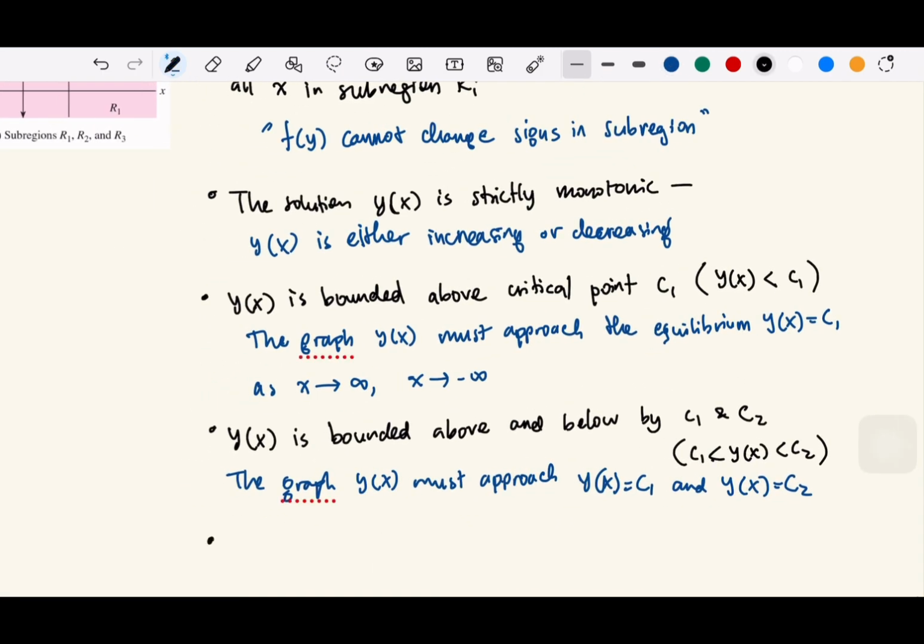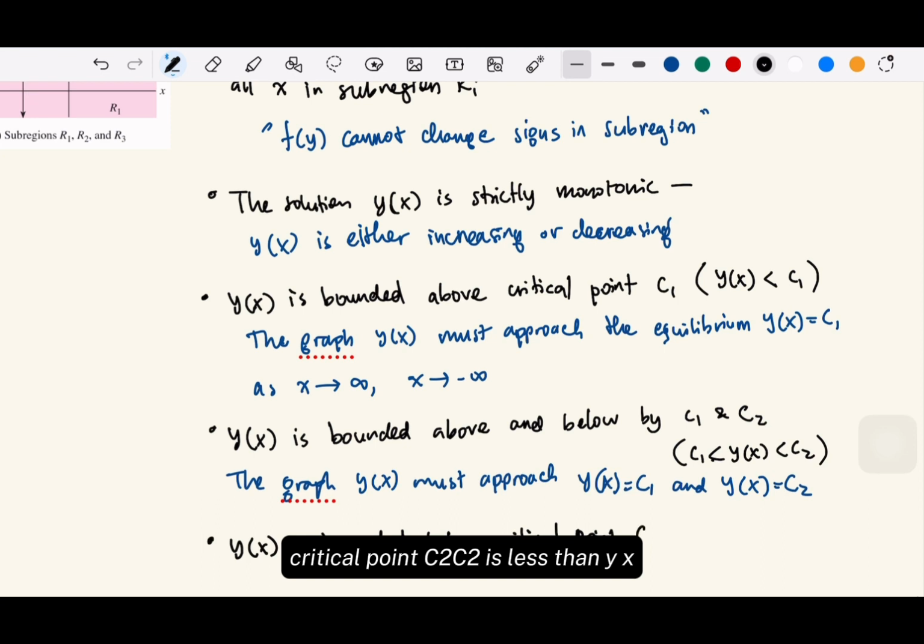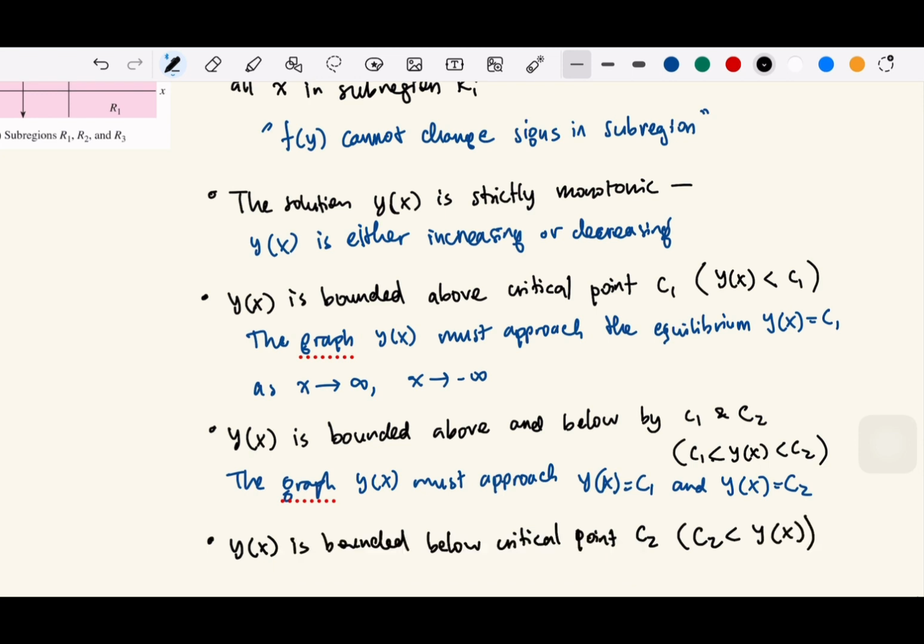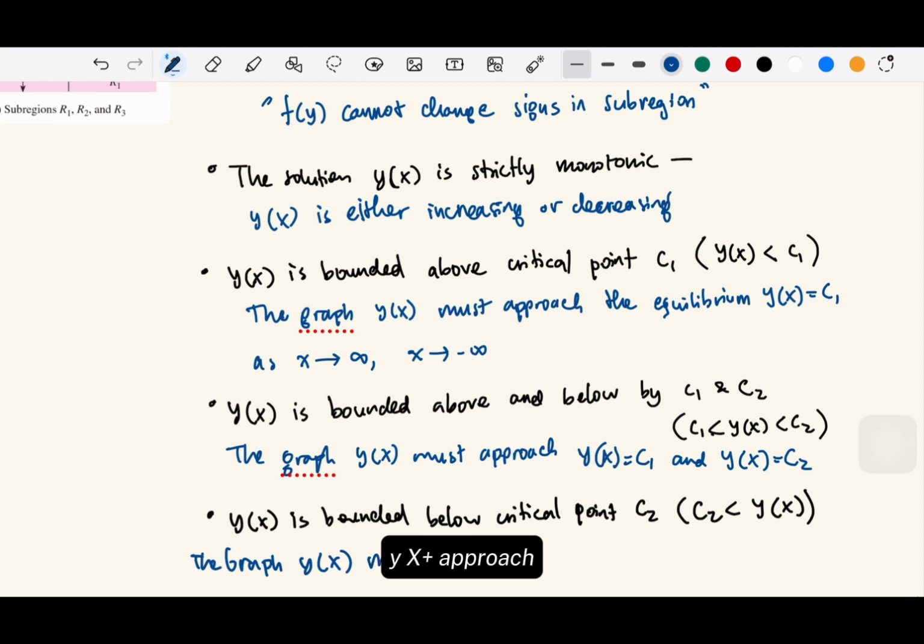And then lastly, y(x) is bounded below by critical point C2, as C2 is less than y(x). So the graph y(x) must approach the equilibrium y(x) equals C2.